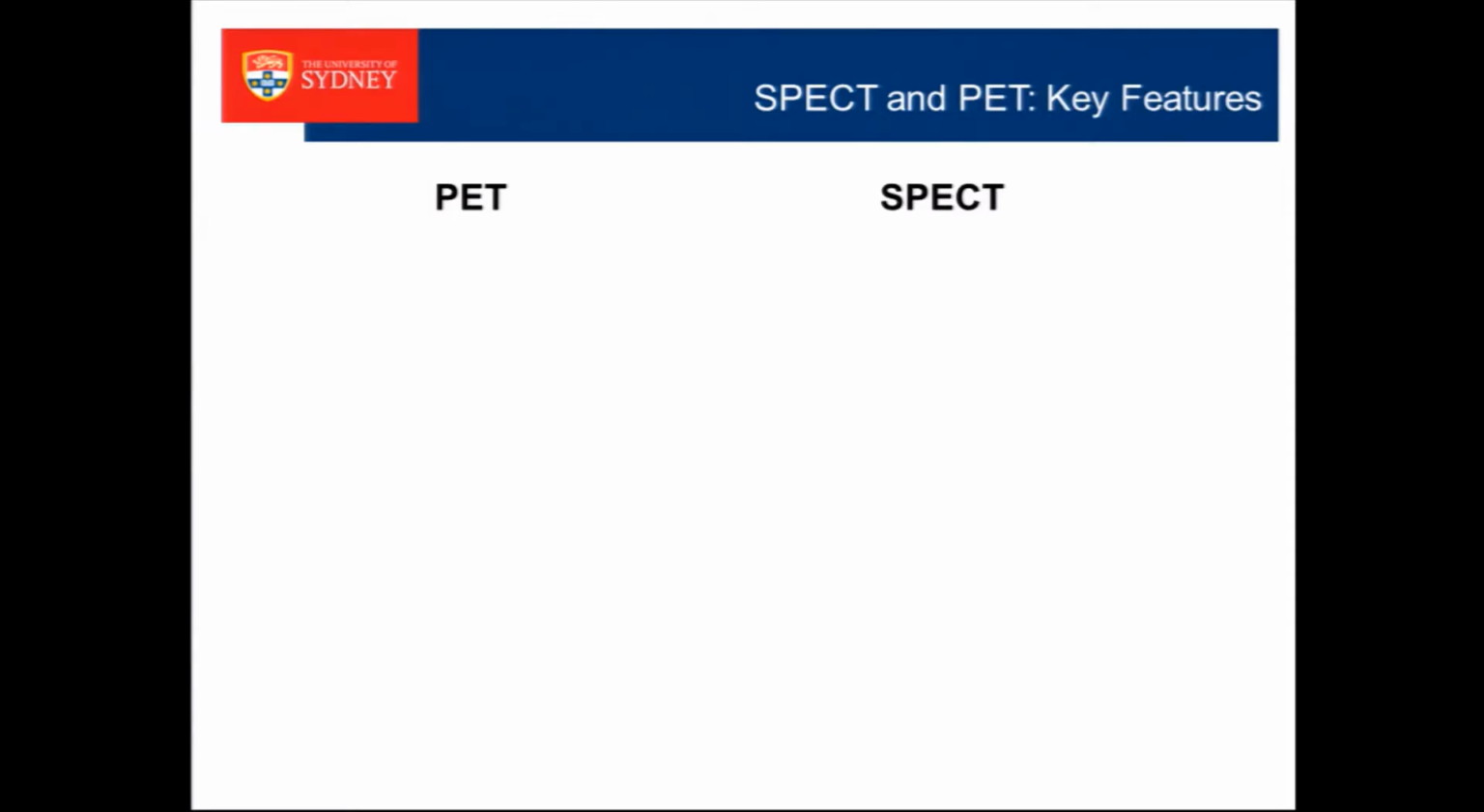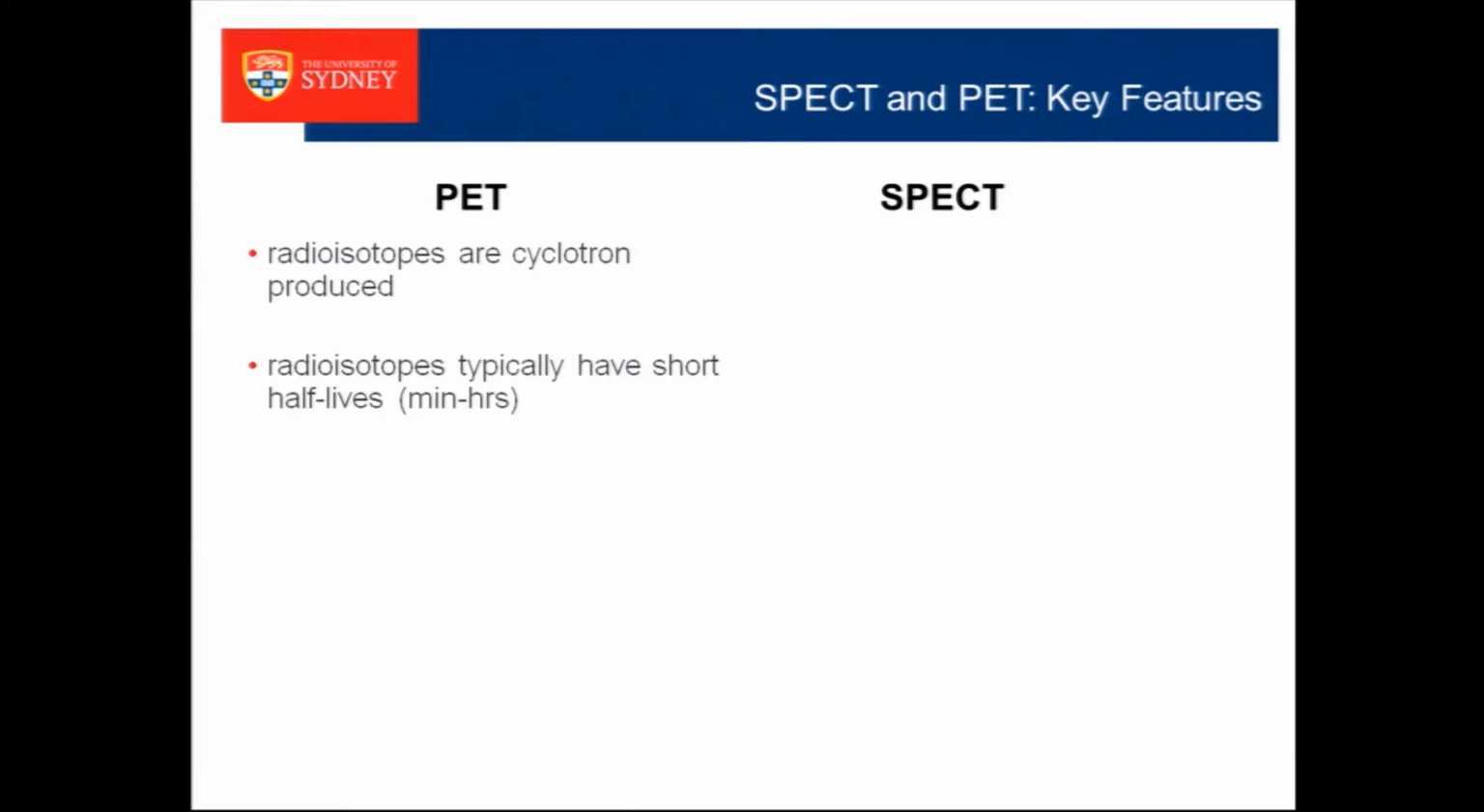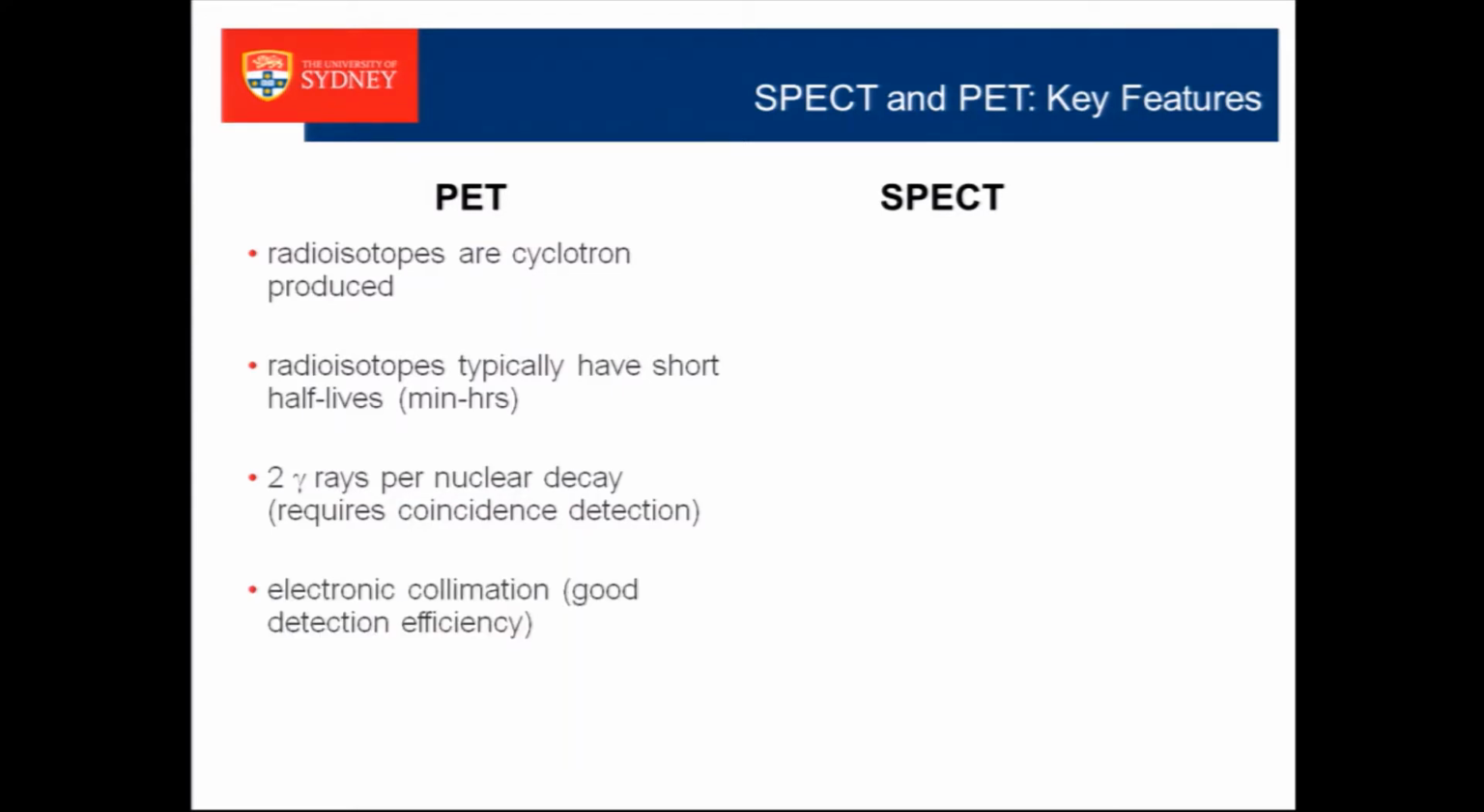So now I'll just cover some key features of SPECT and PET. In PET, radioisotopes are cyclotron produced. Radioisotopes typically have short half-lives measured in minutes or hours. And each nuclear decay releases 2 gamma rays, which therefore requires coincident detection. And we use electronic collimation, which has very good detection efficiency. And PET scanners are generally constructed as stationary ring detectors.